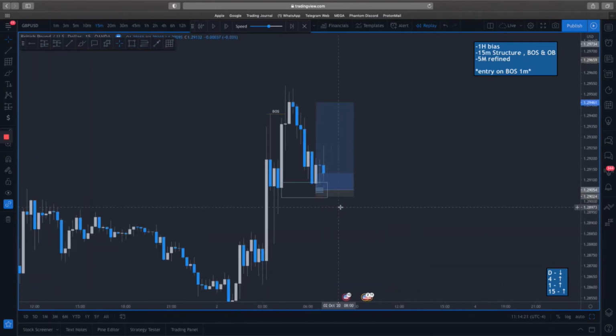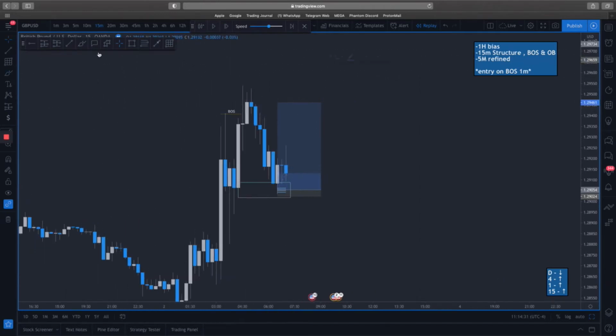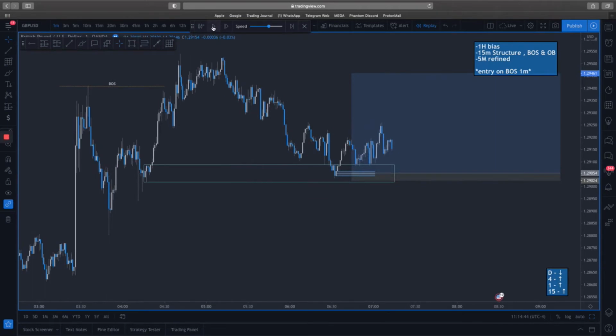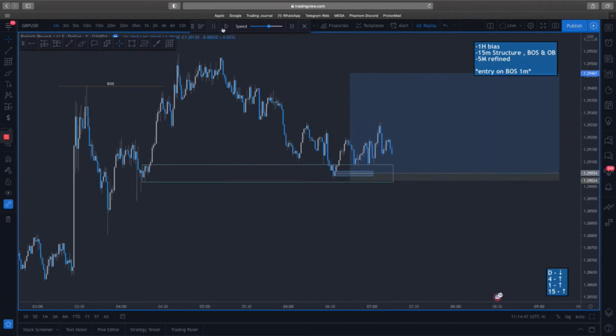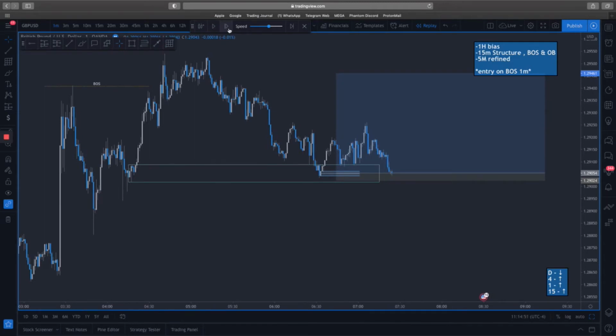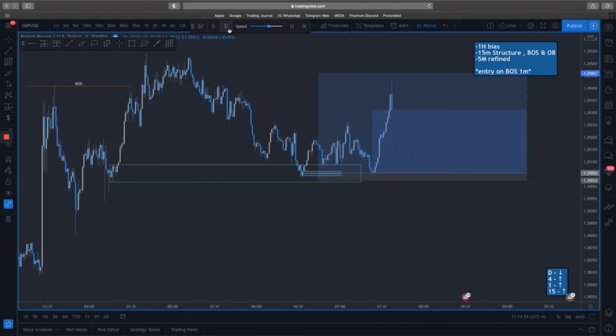So for me personally, I don't think there's a right or wrong to this, but I'm going to keep this order on until we actually have a break of this 15-minute structure. Or if we had a substructure on the 15-minute like this and it broke, then I'd consider closing. But right now, this is totally valid. I'm keeping it open. Let's move back down and play it out once again. And boom, we get tapped in.